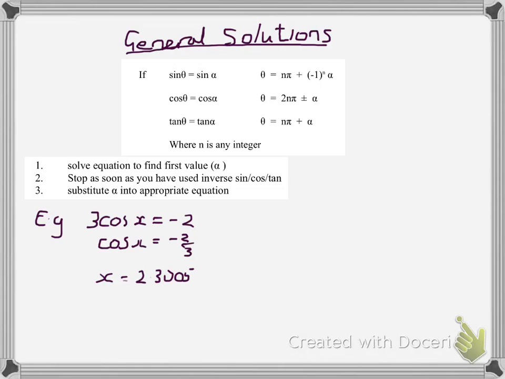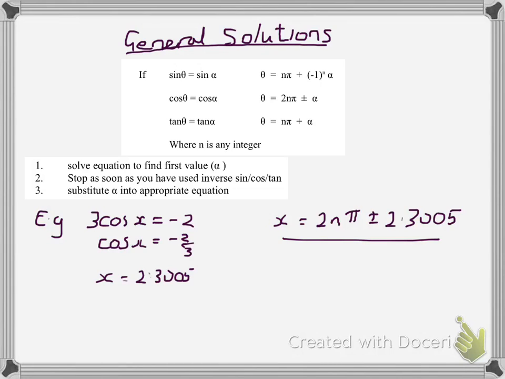Now, my first instruction said stop as soon as I've found inverse sine, cos or tan, which I've just done. So I'm going to stop. Now I'm going to look at my general solutions and find the equation at the top for theta. Instead of theta, I'm going to write x, because that's what I've got on my left. So I've got x equals 2n pi plus or minus alpha. Now alpha is the angle I've just calculated, which is 2.3005. So there's the answer. That is the general solution for that equation.